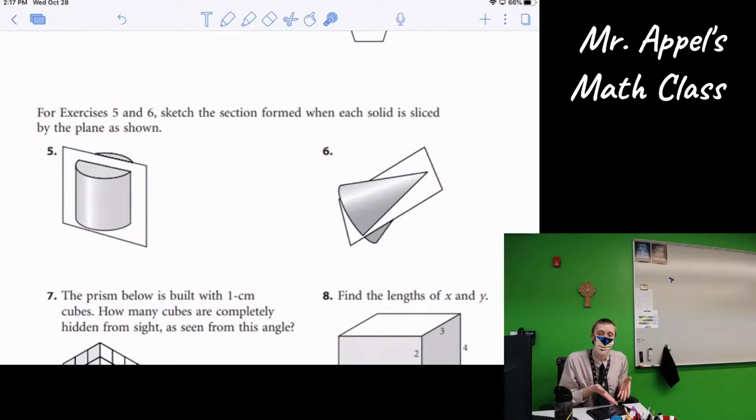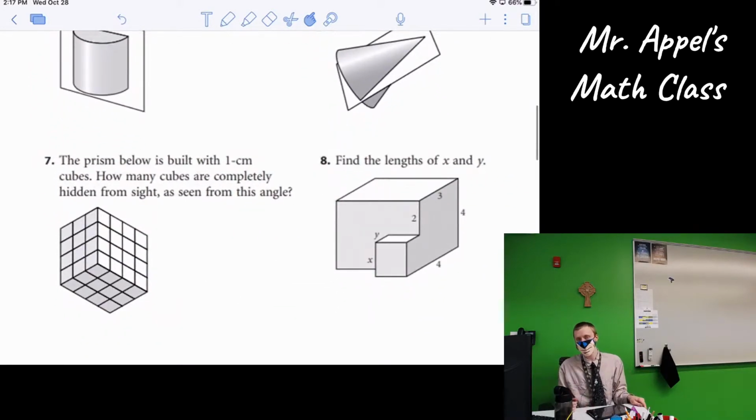Well, what happens if I cut a cylinder this way? What shape do I get? Is it still a circle? That's correct. More generally, yeah, this one would be a rectangle. Very good. Right, so you're going to have to visualize that. If you want to get out some clay and actually play with it and make it happen, that'd be even better. And then 7 and 8 are the tricksy ones.